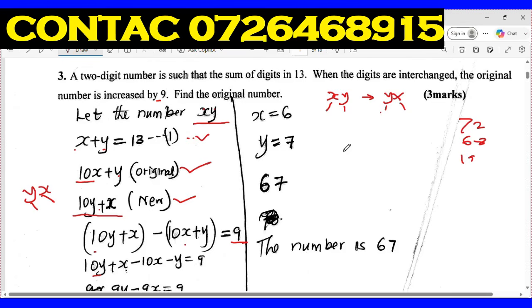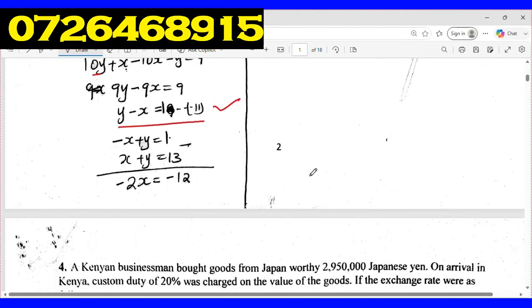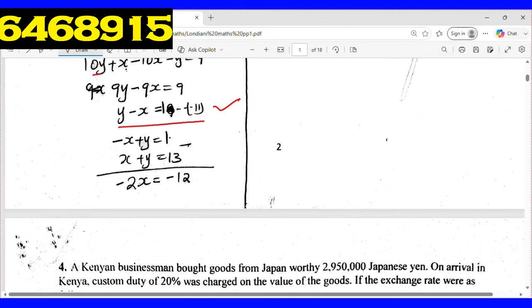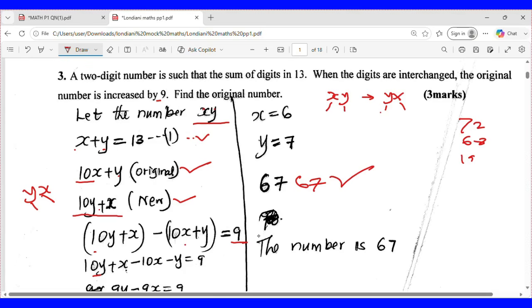We solve it using the elimination method or another method you want to use. You find that the value of x is 6 and the value of y is 7. Therefore the number is 67. So now you can prove your answer. It means that 67 is the original number. When we interchange it, it will become 76. So 76 minus 67, the answer is 9 automatically. You see that? You can prove your work in such a way.